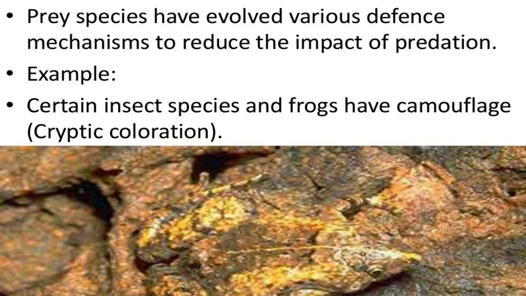Prey species have evolved various defense mechanisms to reduce the impact of predation. For example, certain insect species and frogs have camouflage. Cryptic coloration means their body color mixes with the surroundings so that their enemy can't recognize or identify them. In that way, the prey is protected from the enemies.